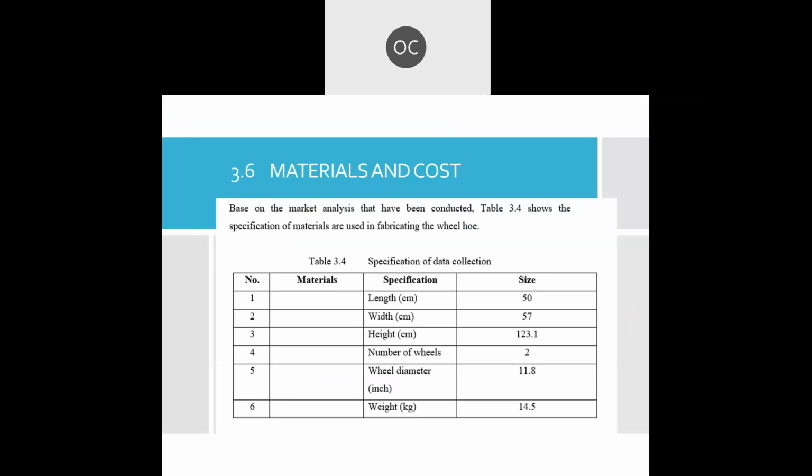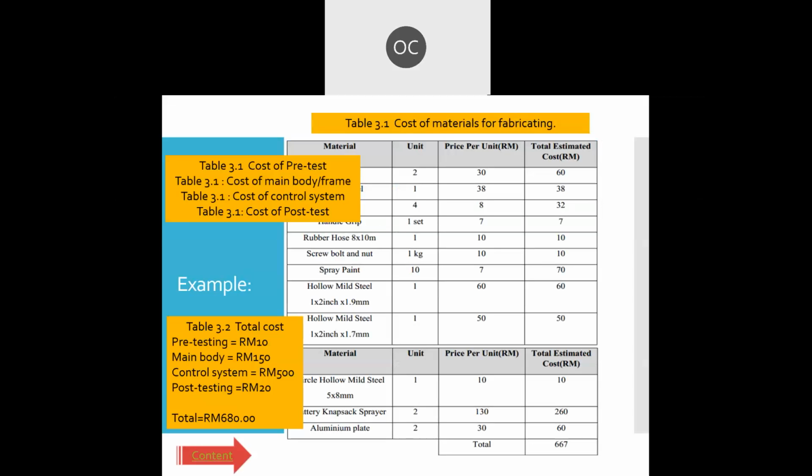Next one, 3.6 will be the materials and costs. You need to list out the materials that you are going to use with the specification. Of course you need to have the size itself, as detailed as possible, hopefully with all the technical specifications that you provide here, so you can go to the hardware shop and purchase directly the items. So you should come up with the material and the costing itself.